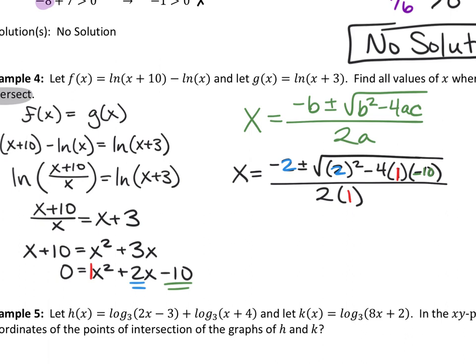If there's a number in front of x squared, that's a. The number in front of x squared is 1. We just don't write 1s in front of coefficients. I know your brains are panicking because I'm making you do a quadratic equation.